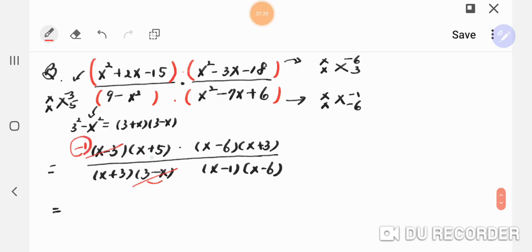Alright, x plus 5 is not a common factor, so leave it. X minus 6, yes, we do have x minus 6 in the denominator. How about x plus 3? Yes, here is 1. So the answer will be negative sign goes to the front. The numerator is x plus 5, denominator is x minus 1. Or you can put the negative sign in the numerator, then negative x minus 5 over x minus 1. Okay, done.